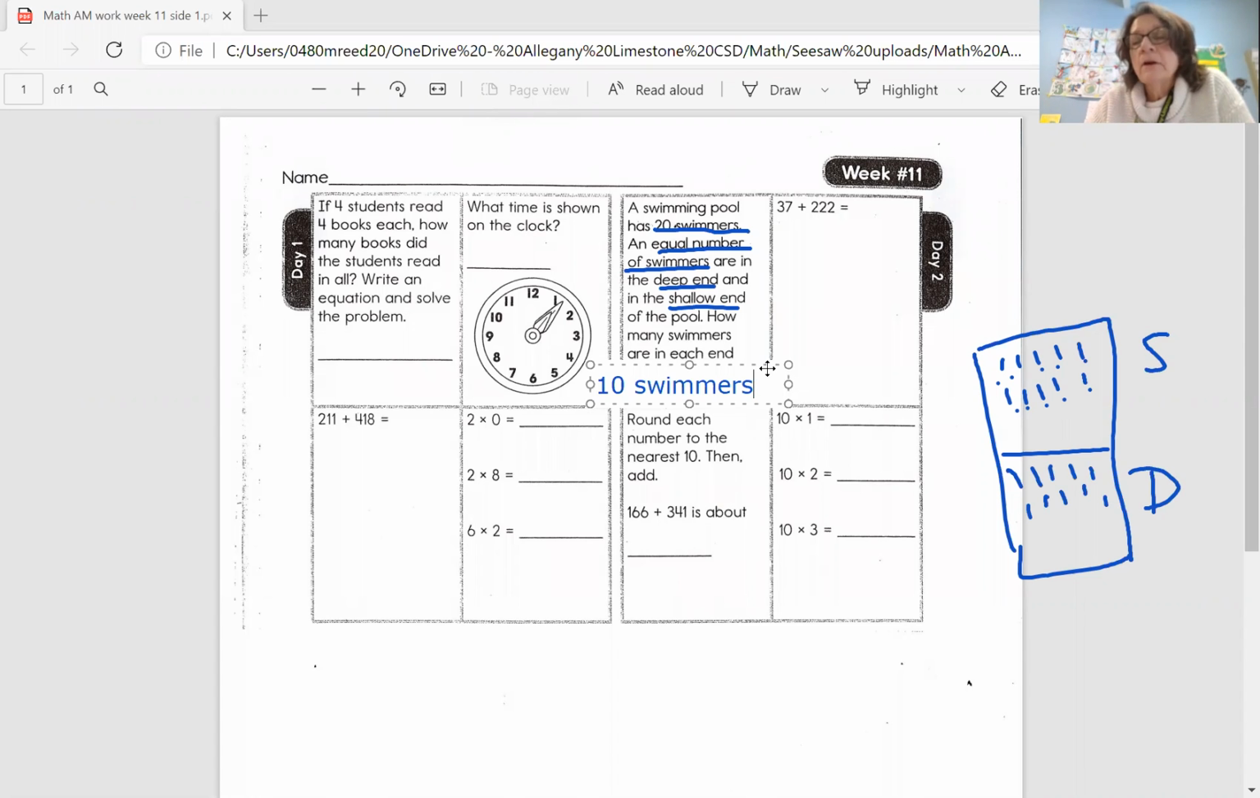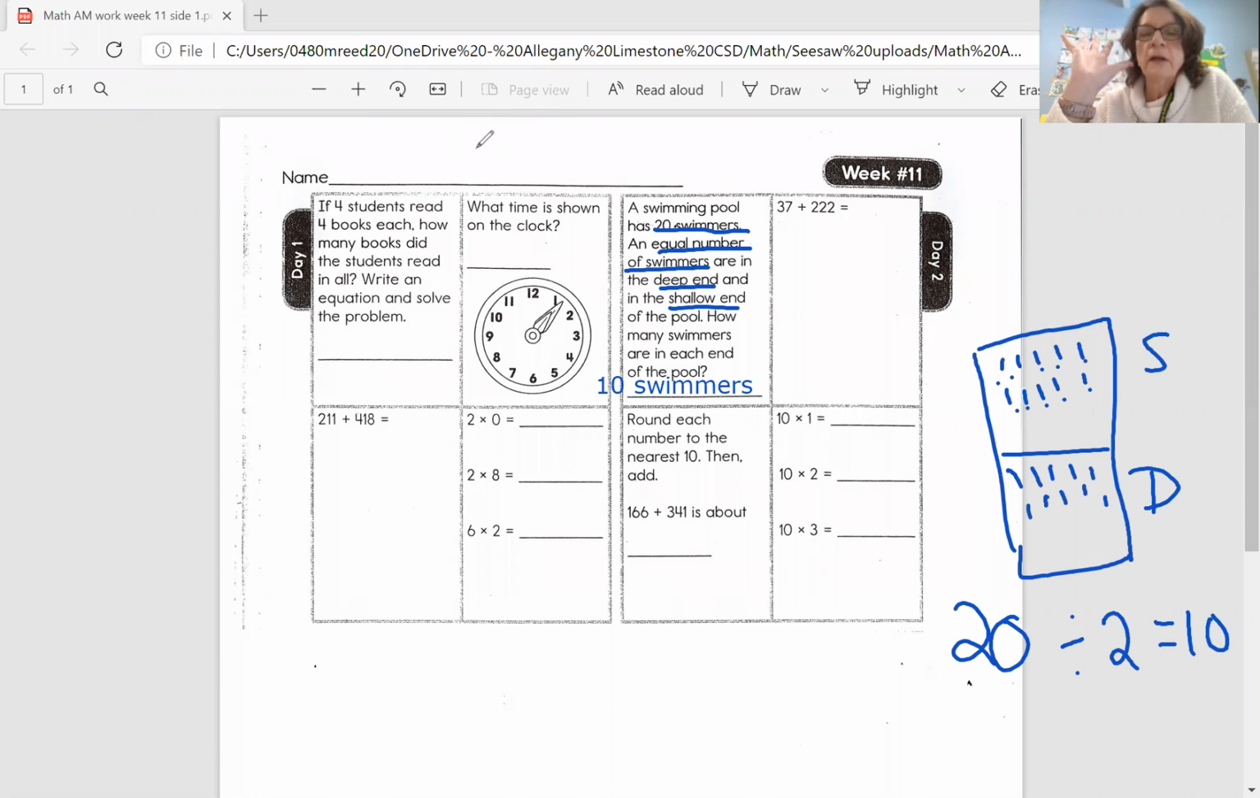And so another thing you could have just done is you could have done a division equation, because that's really what this is. And we're gonna take our total of 20 and we're gonna divide it into 2 groups. The 2 groups is the deep end of the pool and the shallow end of the pool, and 20 divided by 2 is 10. Now I know that fact, but I also could have skip counted by 2 until I got to 20 and I would have counted 10 fingers, okay? All right, let's go to the next one.